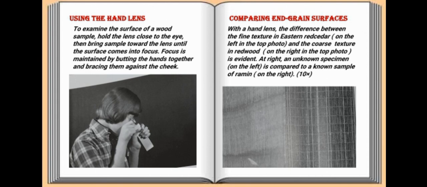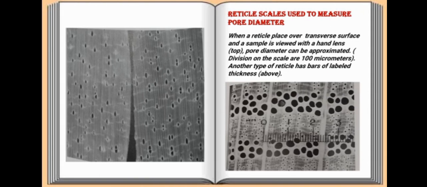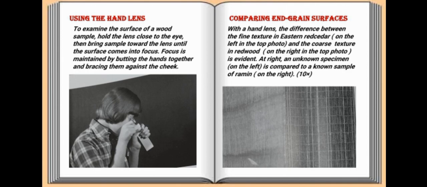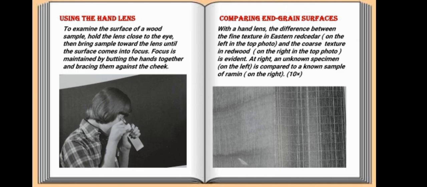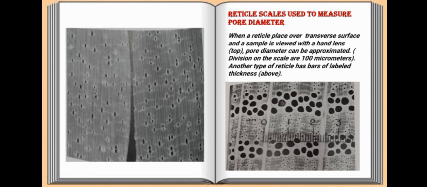And the next is comparing end-grain surfaces. With a hand lens, the difference between the fine texture in Eastern red cedar on the left in the top photo and the coarse texture in redwood on the right in the top photo is evident. At right is an unknown specimen, and on the left it is compared to a known sample of Brahman at 10 times. This one is the second photo of comparing end-grain surfaces. This one, there's a lot of pores.